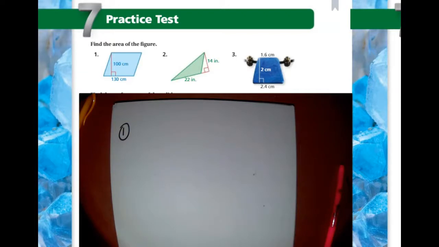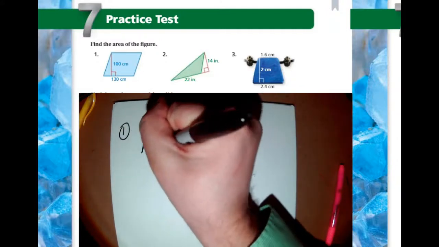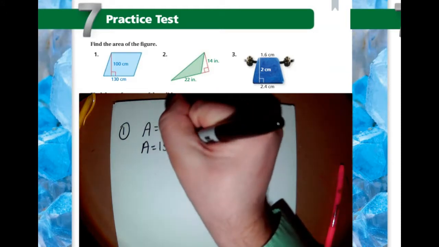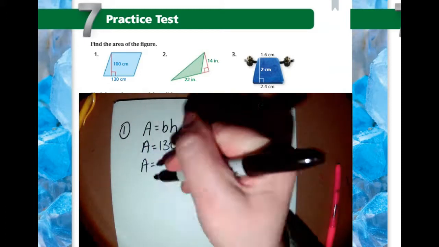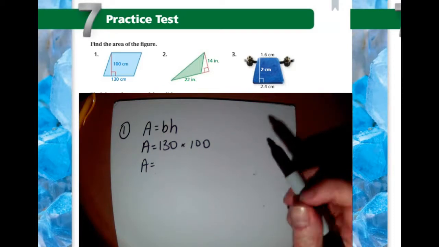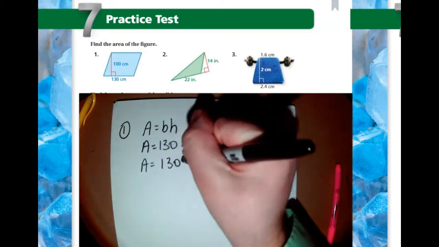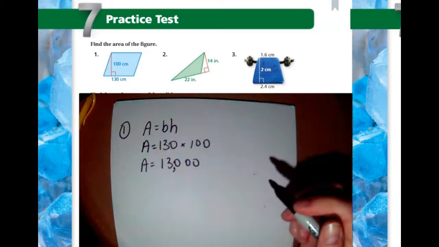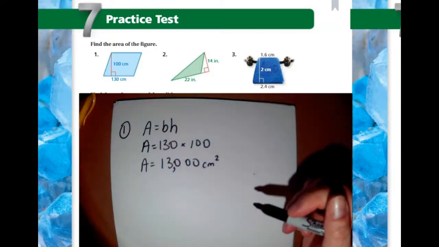Now we've got a parallelogram here. It tells me that the base is 130 centimeters, the height 100 centimeters. I'm just going to use my area formula. Area equals base times height. And I'm going to plug in those numbers that I know. So 130 is my base, and the height is 100 centimeters. I can use my calculator for this to make it easier, but I also can just use simple mental math. If I'm multiplying anything times 100, I'm adding on 2 zeros. So that's 130 with 2 more zeros. That's 13,000 centimeters squared. That's the area of number 1.